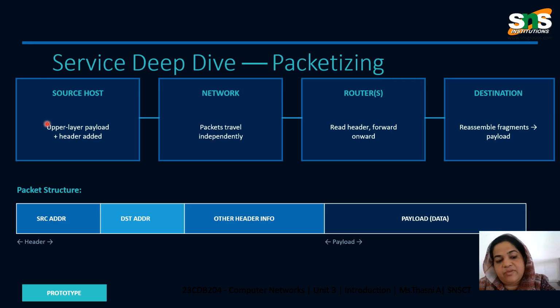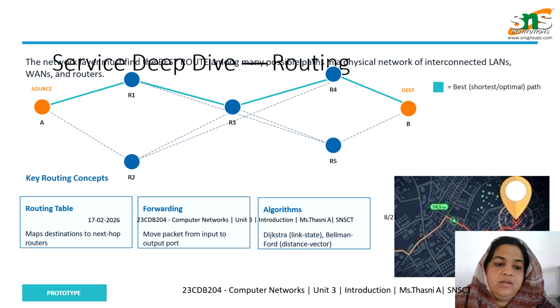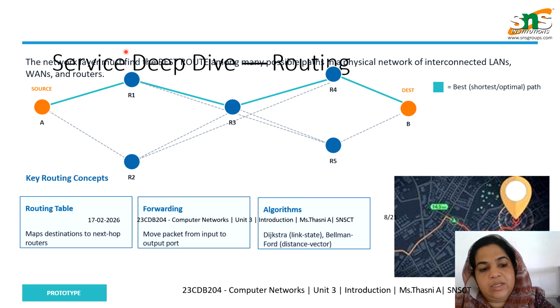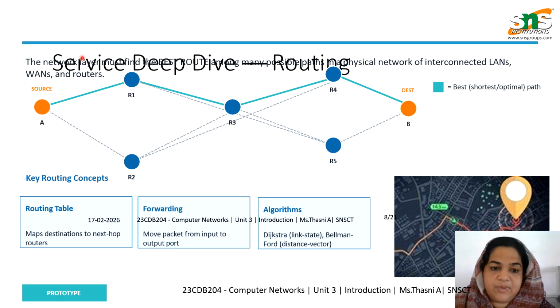Next is packetizing. The source host sends through the network, connected to the router, which reads the header and forwards it, and then it reaches the destination. Before reaching it, the fragments are reassembled along with the payload. The packet structure is: source address, destination address, other header info, and payload data.